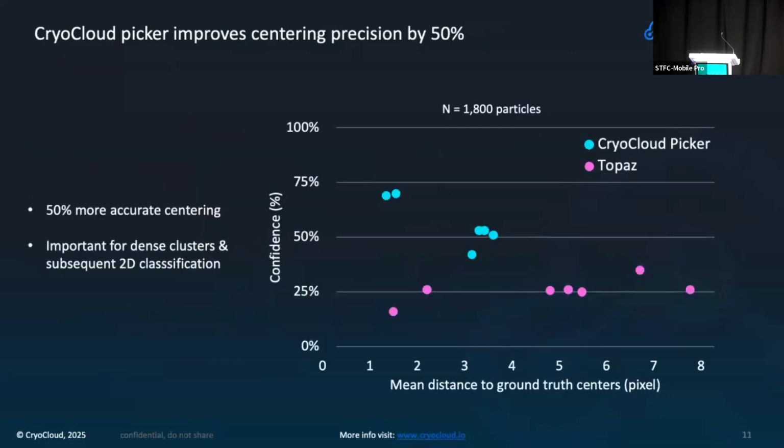Next, we also quantified the centering precision, since we do have the ground truth, and on X, you can see the mean distance to the ground truth center of our picker and of Topaz. And you can see that there's a fairly large spread for Topaz from about 1.5 to 8 pixels, whereas our CryoCloud picker does much better at finding the true center with a mean distance to ground truth of 1 to 3 pixels. If you look on the y-axis, you can also see the confidence of the model, and it shows that our picker is more confident in the picks as well, which can be important if the noise is higher or your complex is smaller. And these features make it very valuable for dense clusters or small particles.